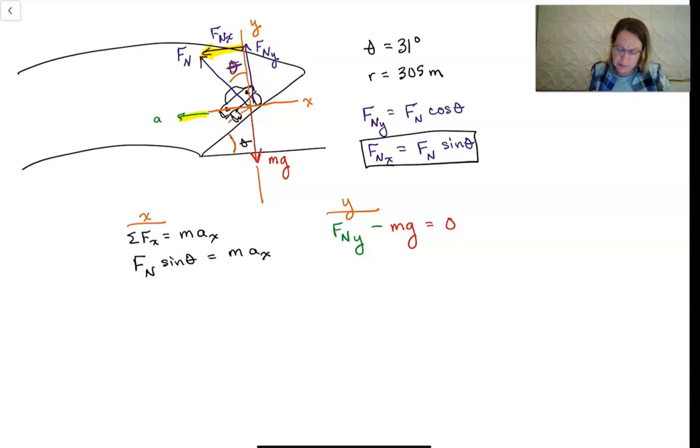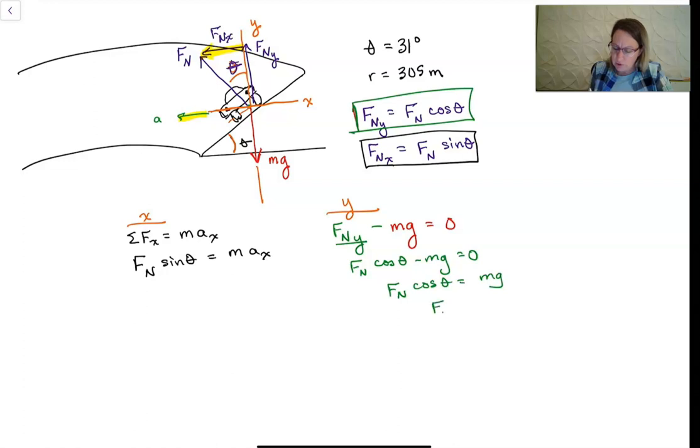And so that tells me that I can substitute in, let's see, for the green is going to be that right there. And so I'm going to say force normal cosine theta minus mg is equal to 0, or force normal cosine theta is equal to mg, force normal is equal to mg divided by cosine of theta. I've just done this algebra to kind of get at what my normal force is.